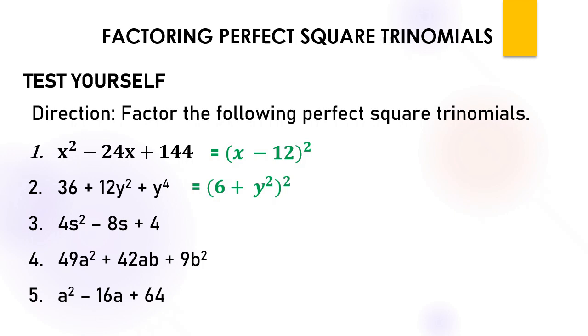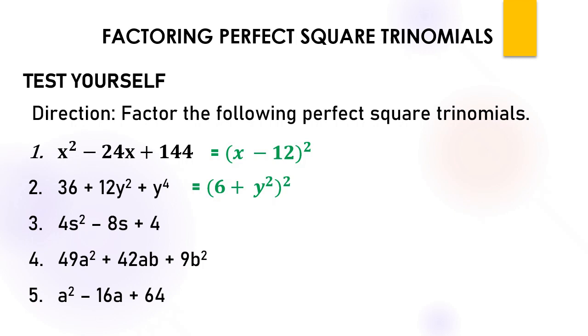Then the middle term, in order to be called a perfect square trinomial, must be twice the product of the square roots of the first and the last term. The square root of the first term is 2s. The square root of the last term is 2. So 2s times 2, that is 4s. And then you multiply that by 2, that will be the middle term, which is 8s. So the entire expression is a perfect square trinomial.